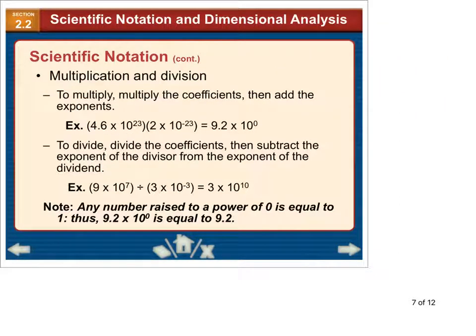Multiplication and division, key things to remember: to multiply, you multiply the coefficients and add the exponents. To divide, you divide the coefficients and subtract the exponents. Now, when we get done, we may have to do some adjustments on these.